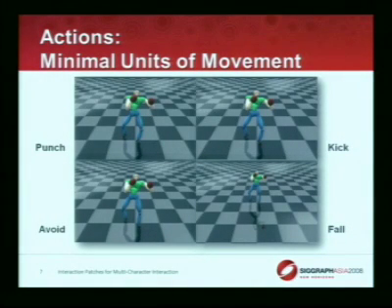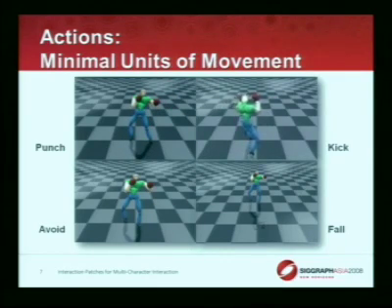The captured motions are automatically segmented into actions in our system. And actions are the minimal units of movement. The actions are annotated. For example, in the fighting database, we have punch actions, we have kick actions, we have avoid actions, and we have a falling down action when a person is being punched.